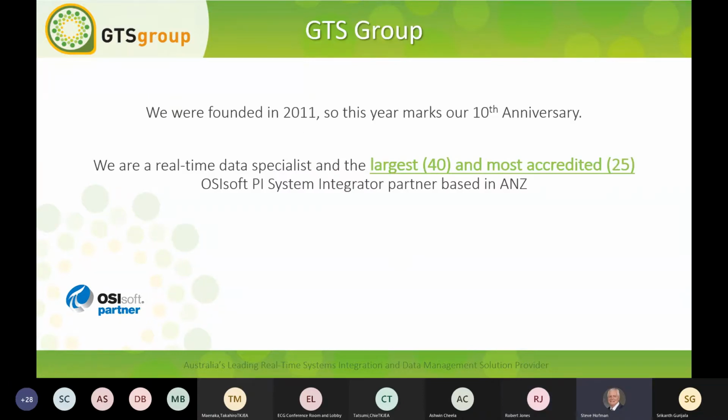Another thing that you may not know is that we're celebrating our 10th anniversary today as a company. So the founders of GTS, which is Andrew, Gavin and Rob, who are still working in the company, started off 10 years ago, and now we're reaching around 40 people within the organisation. And from that, we are the most accredited OSI Soft Pi system partner in ANZ, with 25 accreditations across a number of our engineers.